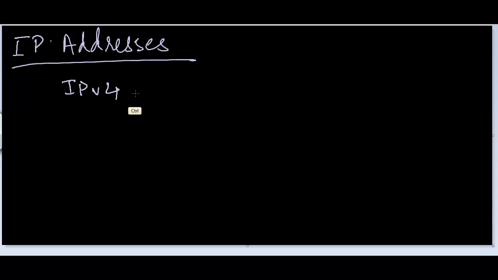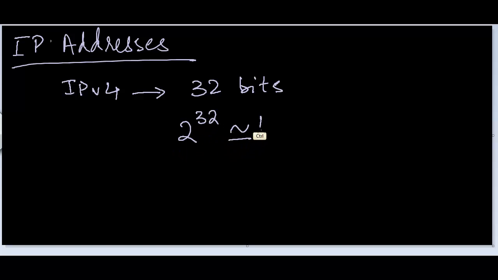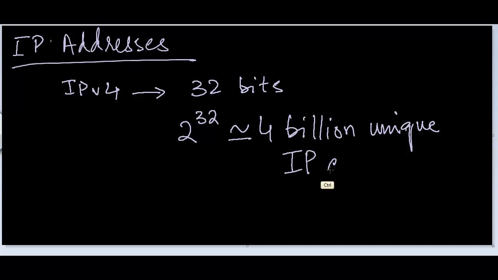An IP address that is based on IP version 4 has 32 bits. So with 32 bits, it is possible to have 2 raised to power 32, which is approximately equal to 4 billion unique IP addresses.